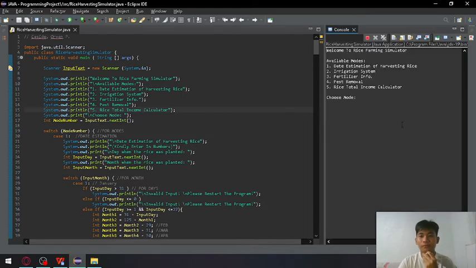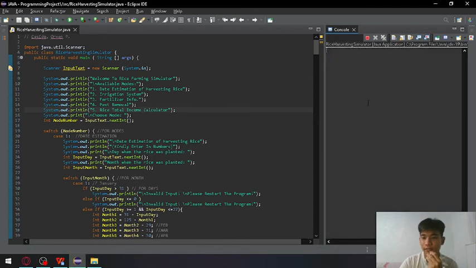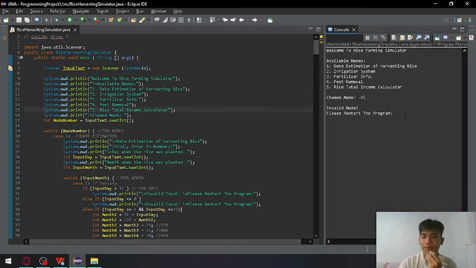Now, given the available modes, what if we input something not in the modes? Let's say 8, since there is no 8 in the available modes. It will result again in an invalid mode. Let's say 0, also an invalid mode. And lastly, some negative input, 45. So invalid mode.